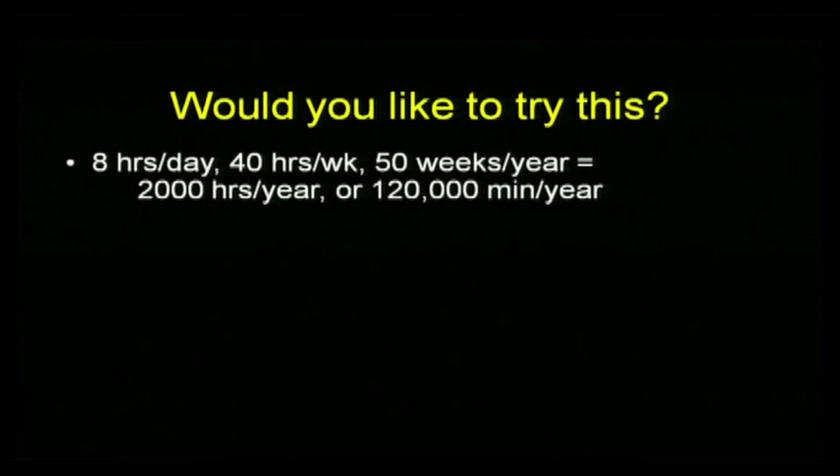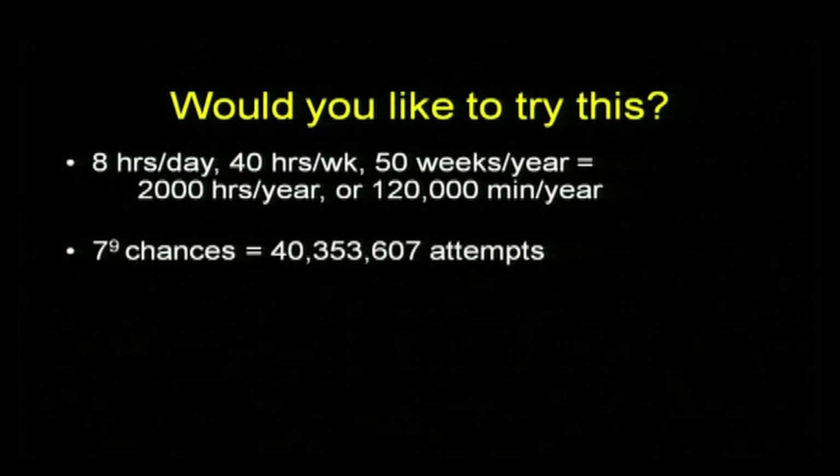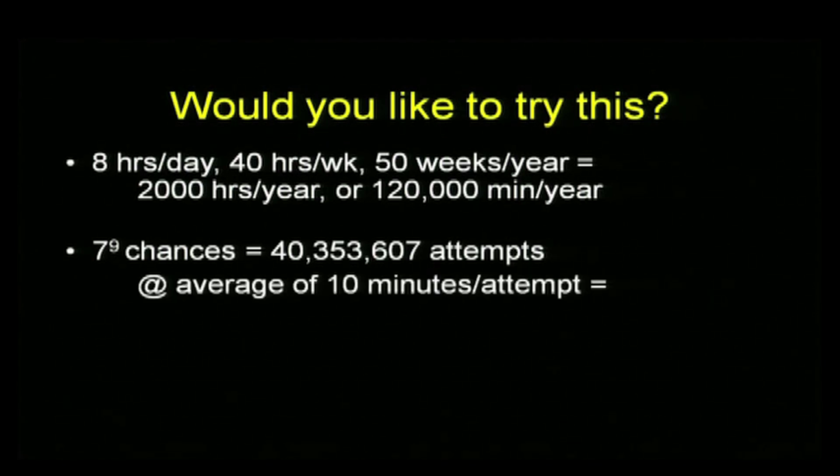Once you understand the statistical behavior, the more rules there are, the more unlikely it is to come about by anything other than deliberate design. And so, if you'd like to try this, let's assume you say, well, I can try to do that. If I worked 8 hours a day, 40 hours a week, 50 weeks a year, that's 2,000 man-hours a year in effect, and 7 to 9 chances means I've got to have 40 million attempts to try to get it by randomness.